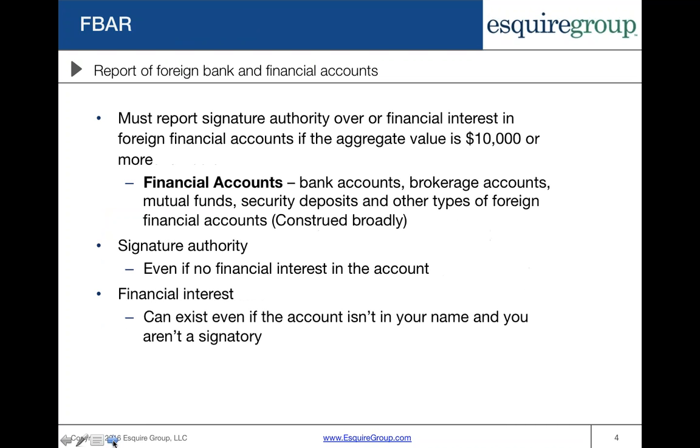So we'll go ahead and jump right into this. The first thing that we're going to talk about is the FBAR. The FBAR is the report of foreign bank and financial accounts. And before we get into what triggers the FBAR filing requirement, I want to mention that the FBAR is separate from your tax return. The FBAR is not filed with your tax return. It is filed directly with the Treasury. It has to be electronically filed.